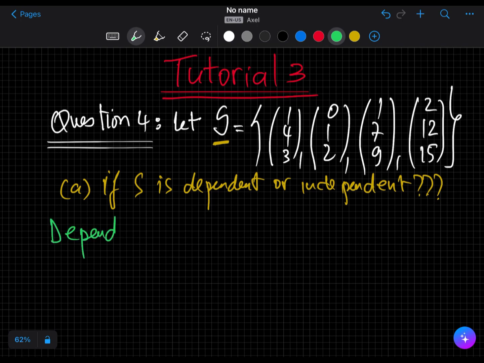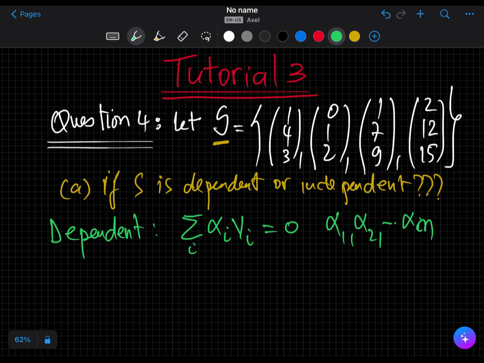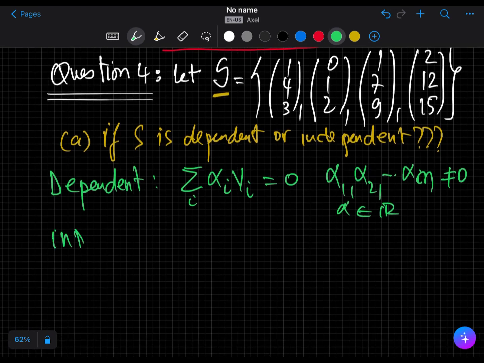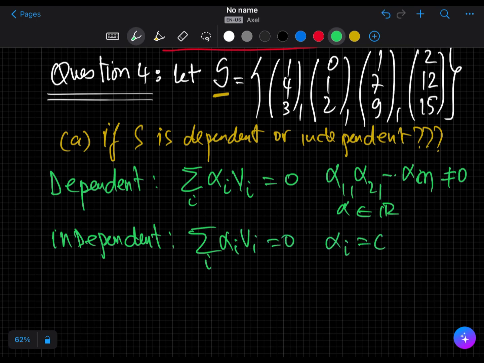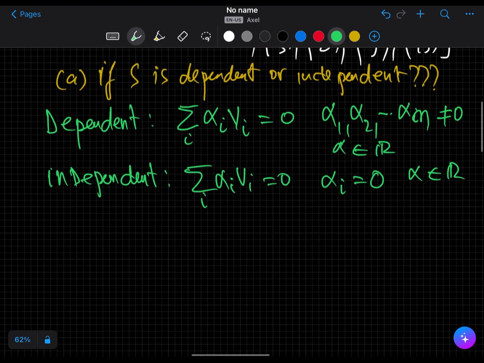When do we say that a set of vectors are dependent? When we have the sum of scalars alpha_i times the vector v_i equals 0, where we have alpha 1, alpha 2, up to alpha n, and at least one of these scalars is non-zero, for scalars alpha belonging to R. And a set is independent if we have that the sum of alpha_i v_i equals 0 only for all scalars alpha equal to 0.